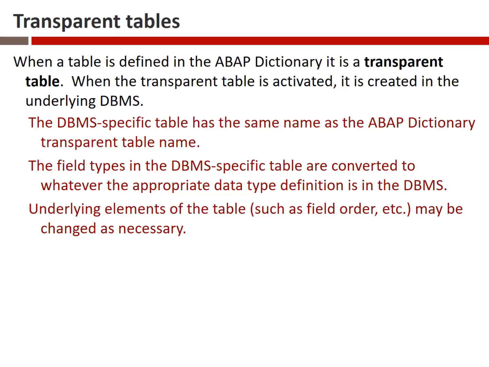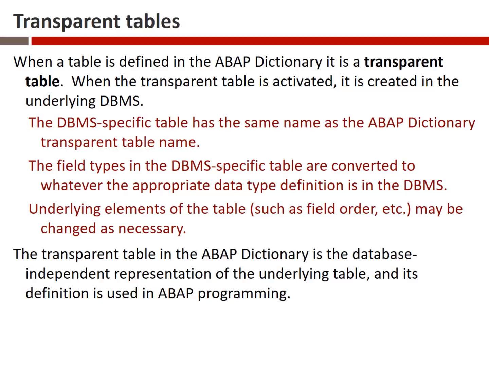That happens because what you define in the application server in the ABAP dictionary is going to be translated automatically to what it needs to be for the sake of the database server, and you don't have to worry at all about the underlying implementation on the database level. The transparent table in the ABAP dictionary is the database independent representation of the underlying table. And it's the definition that we use in ABAP programming.